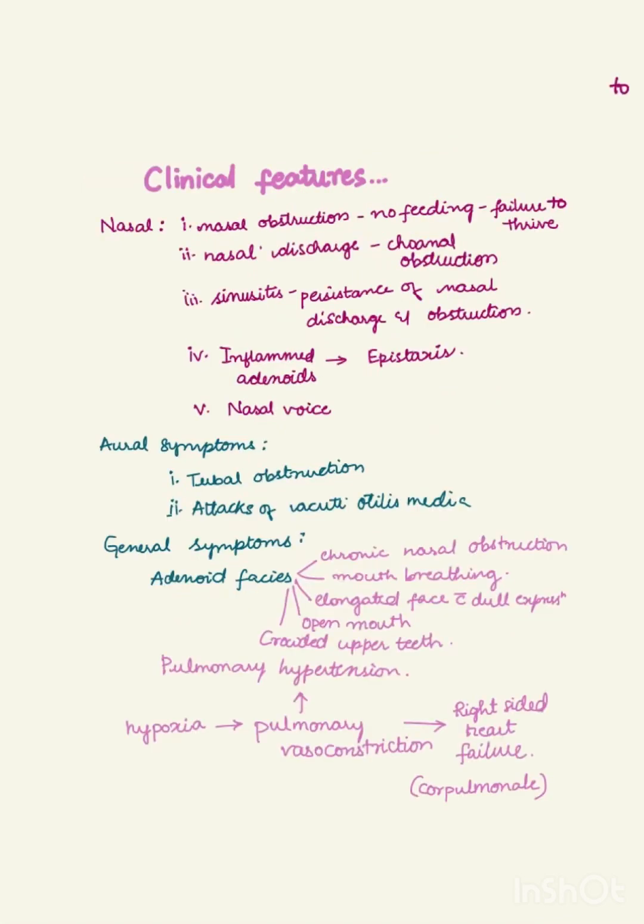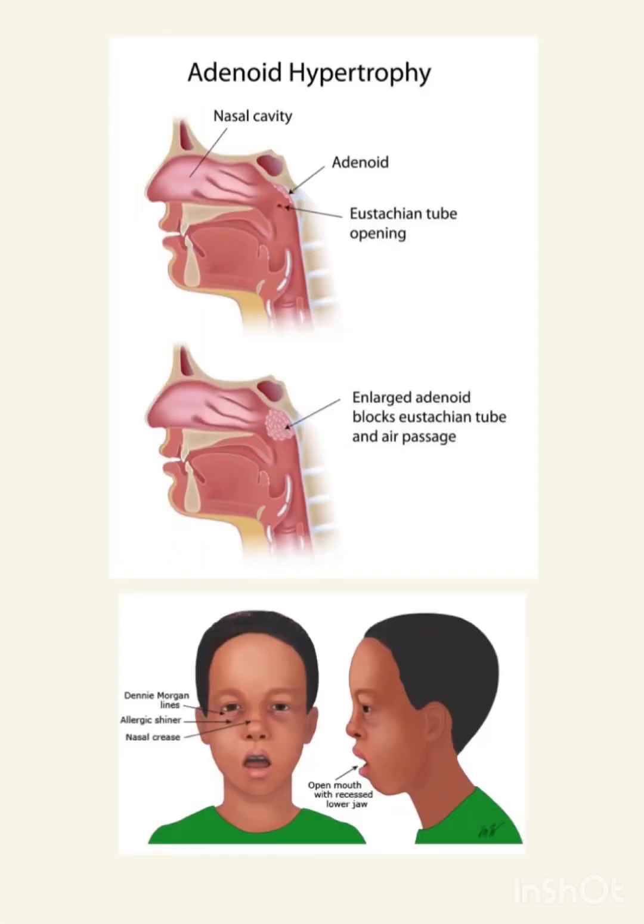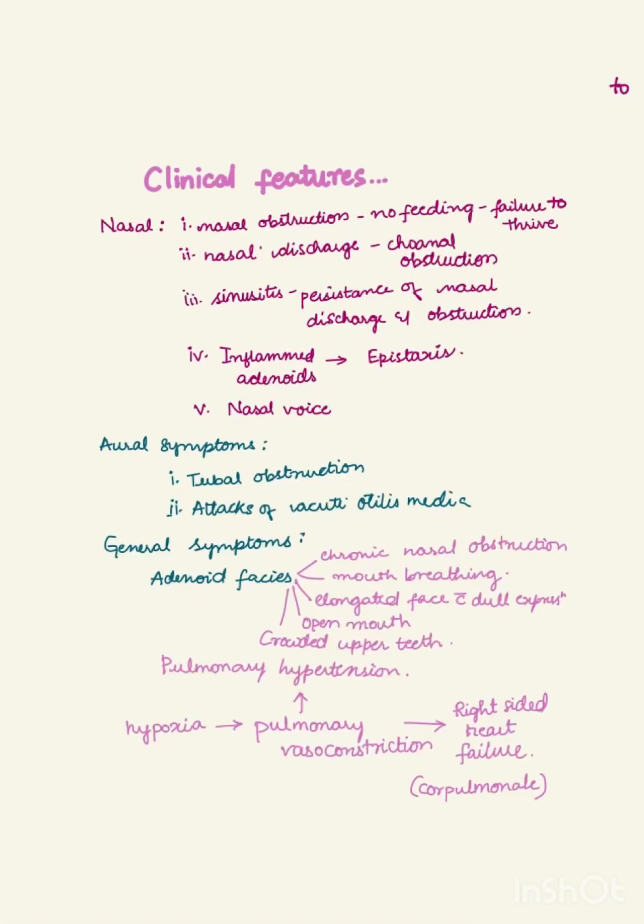The clinical features of adenoid hypertrophy include, in the nasal features, nasal obstruction, which leads to failure to thrive in the baby because feeding does not occur properly. Nasal discharge due to choanal obstruction, and sinusitis due to persistence of nasal discharge and obstruction. In inflamed adenoids, epistaxis can also be seen, and in children, usually a nasal voice is observed.